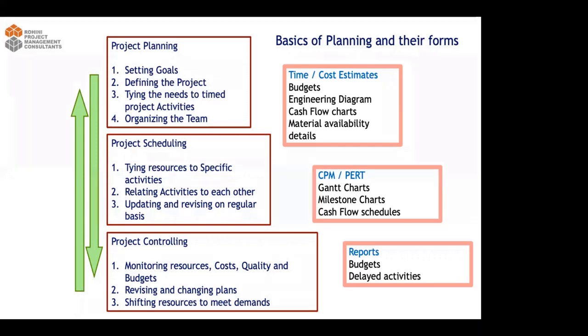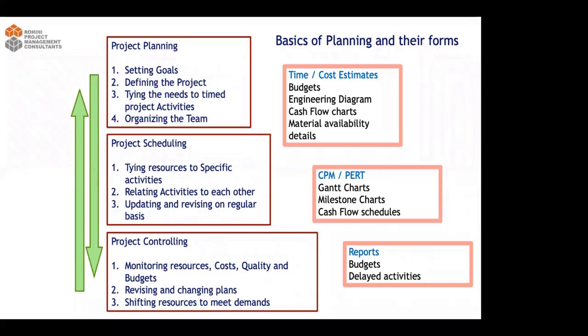Now, project planning is the very initial stage, right? In the initial stage, you have to set goals, define the project, tie the needs to timed project activities, and organize the team. When you start the project, you don't know what the next phase would be or how it will be done, so it is required to plan. At that time, what you are doing is the budget, your engineering diagram, cash flow charts, and some material availability details. These are all called estimates.